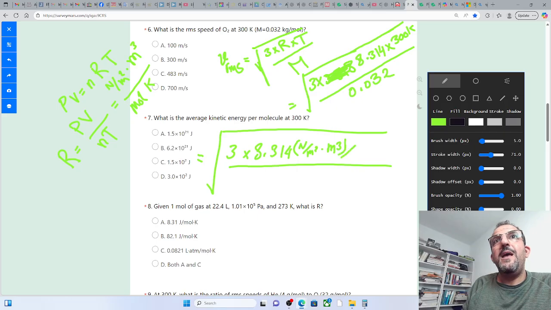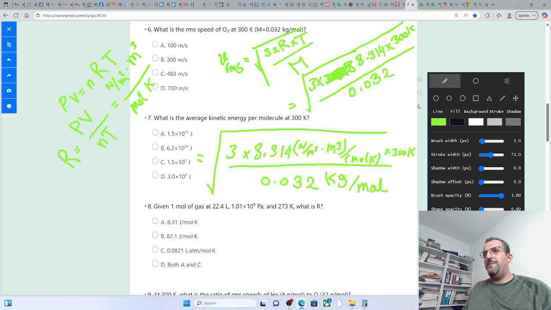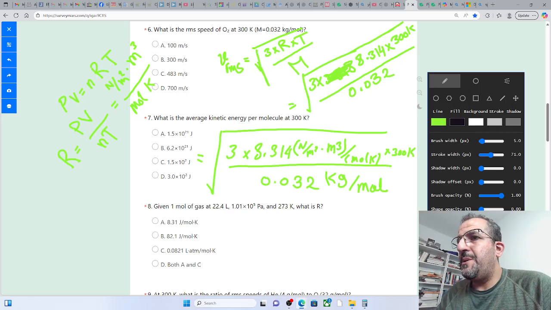Okay, and then the whole thing per mole Kelvin, and then we multiply the whole thing by 300 Kelvin, and then we divide by 0.032 kilogram per mole. Okay, so that's great. Now let's multiply all of these numbers together and then focus on the units and see how we can deal with the units. Okay, so I'm going to multiply all of these numbers together.